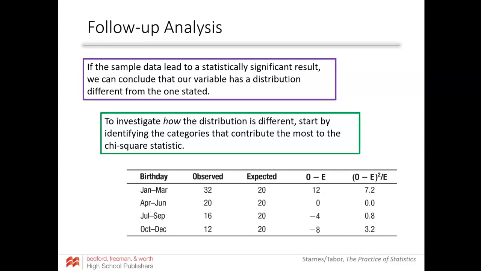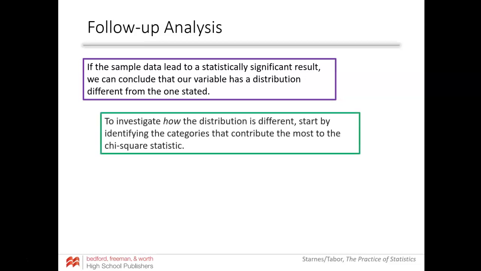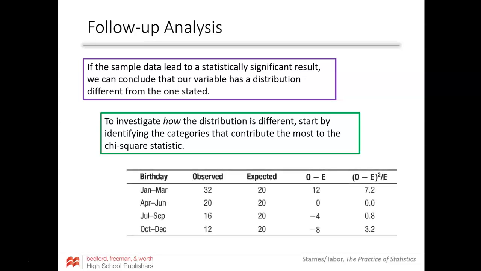So now we're going to do some follow-up analysis. We talked about looking at those contributions and what we can gather from those data values. If the sample data leads to a statistically significant result, we can conclude that our variable has a distribution different than the one stated. How the distribution is different, you want to look at the contributions. So this was that hockey example. When we look at this last column here, this is them finding each of the contributions. We pointed out that this January to March one was the one that really messed with the data, right? April to June was not off at all, slightly higher in July to September, and then quite a bit in October to December.